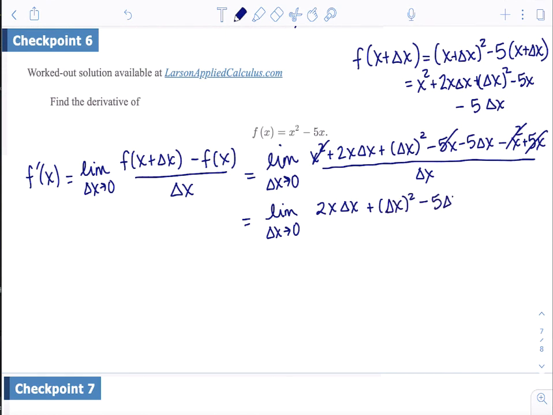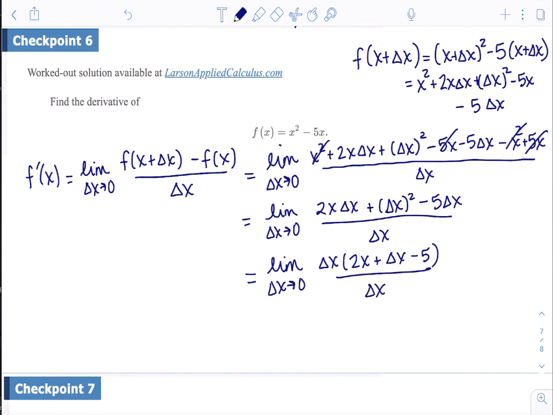The last step here is always the same. You factor out the delta x. So I have delta x times (2x plus delta x minus 5), divided by delta x. Those delta x's cancel. I can now evaluate. The delta x is going to go to 0. So now my derivative, f prime of x, is equal to 2x minus 5.